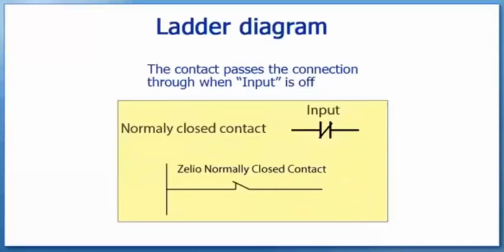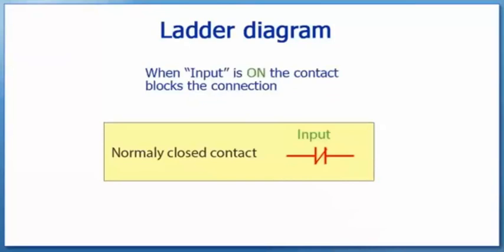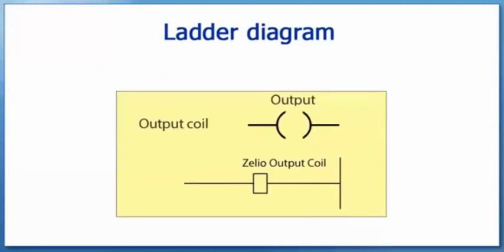This is a symbol for a normally closed contact. Note the diagonal line through the contact to signify not, or negated. When the input is off, the label is shown in red. The contact inverts the signal and allows a connection through to the next item on the rung. When the input is on, the label is shown in green. The contact inverts the signal and blocks the connection through to the next item on the rung. This is the symbol for the output coil.